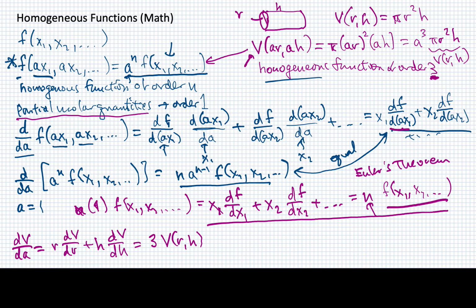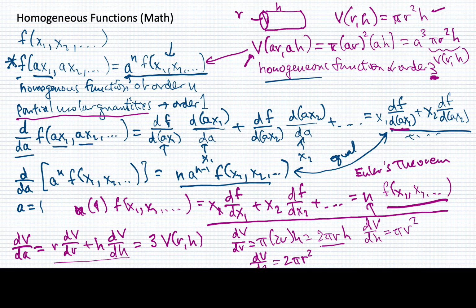Well, the derivative of this function up here with respect to r is just equal to pi times 2r times h, or 2 pi r h. The derivative with respect to h is just pi r squared. So now when I plug these into this formula over here, I multiply this one by r, dV dA gives me 2 pi, r times this is going to be r squared times h. h times this other one is pi r squared h, and so it equals 3 pi r squared h, which indeed matches our expectation from Euler's theorem.